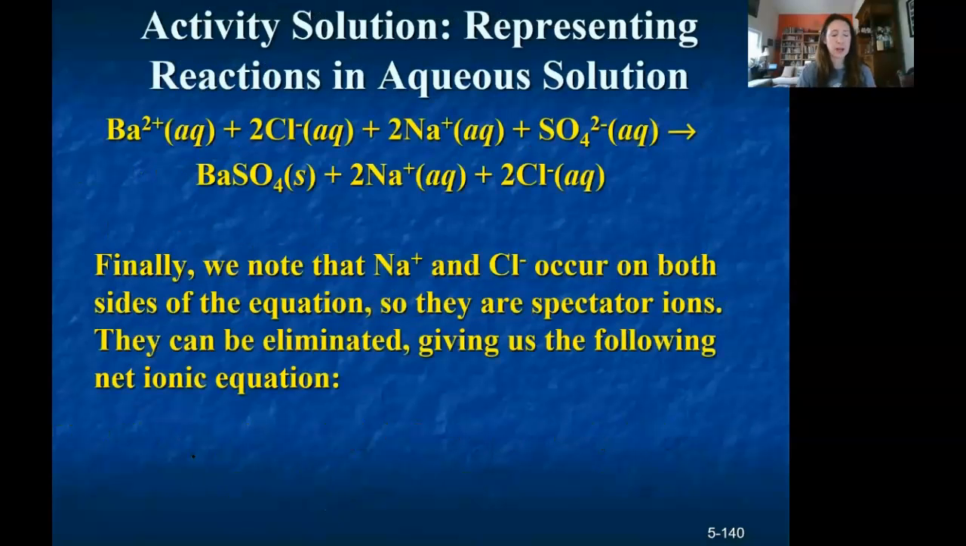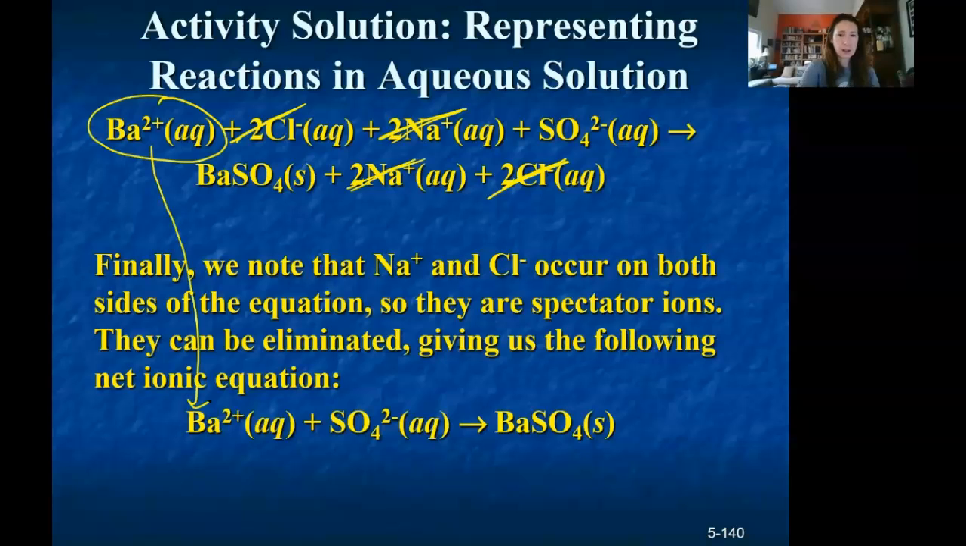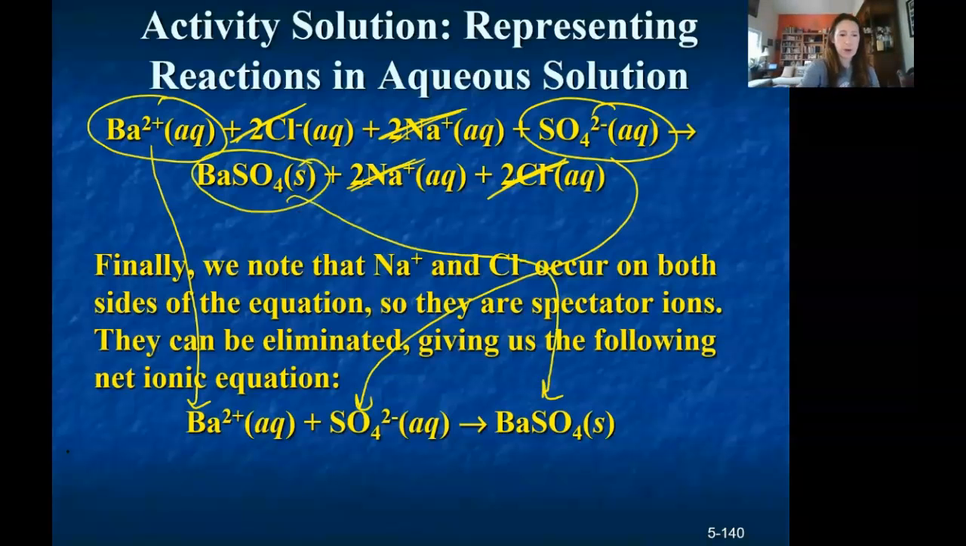So we have our molecular, our complete ionic, and then we cross off everything that's exactly the same, exactly the same, exactly the same. And these are not the same. So they go into our net ionic equation. Okay, so that's just a review of complete ionic, molecular, which we've done, and net ionic equations.